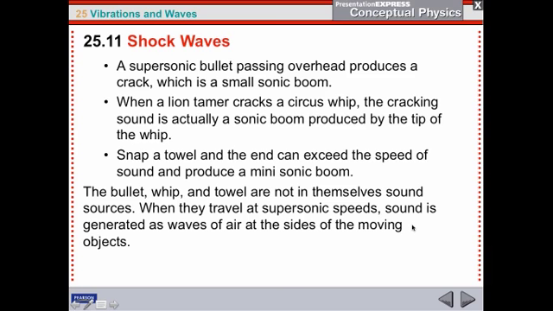Some other examples of things that are supersonic: a bullet is supersonic, and that's why you hear that crack of the bullet. Or a whip, like a lion tamer's whip, that would be an example of something that is supersonic. Or even a towel. If you have a towel and you whip that towel and you're really good at it and you can go really, really fast, that actually will be faster than the speed of sound, and you break the sound barrier, and that's why you can hear that.